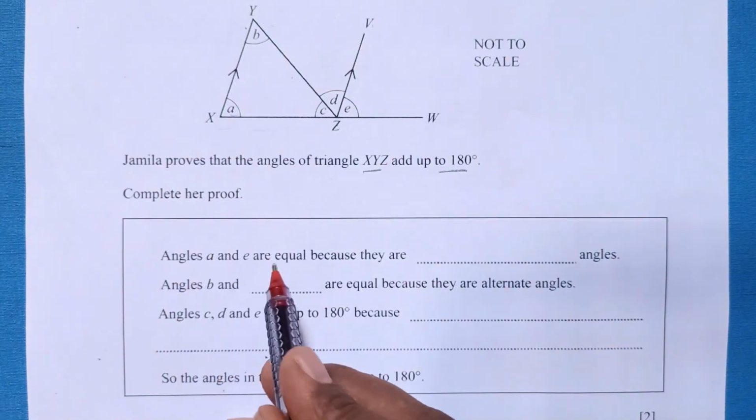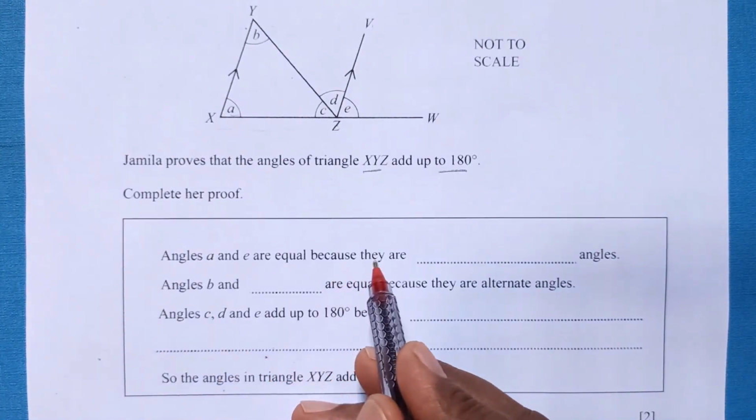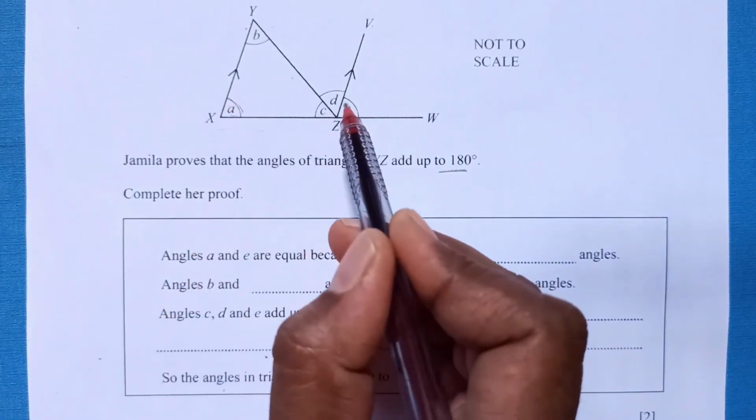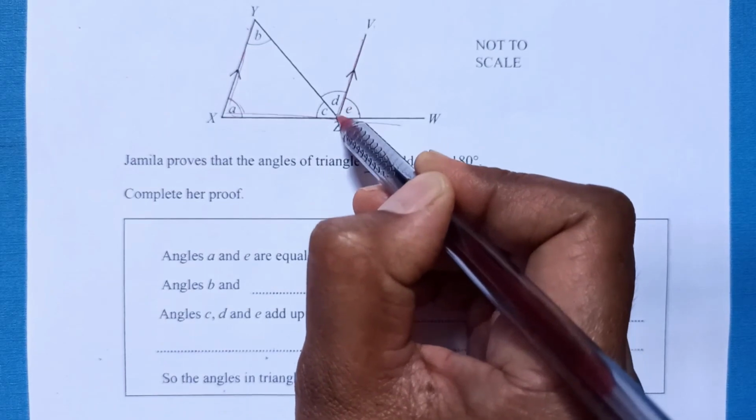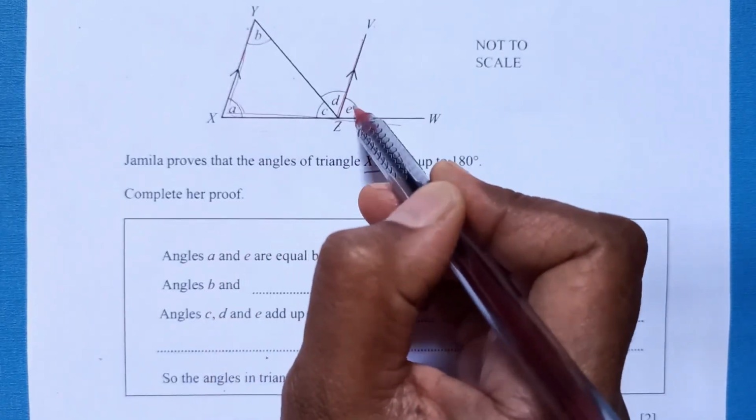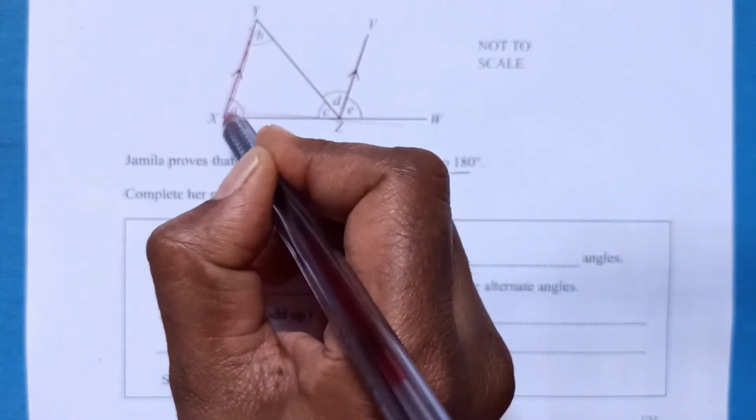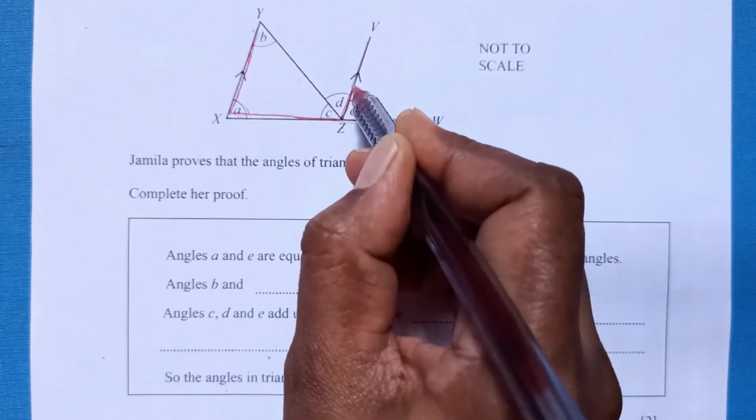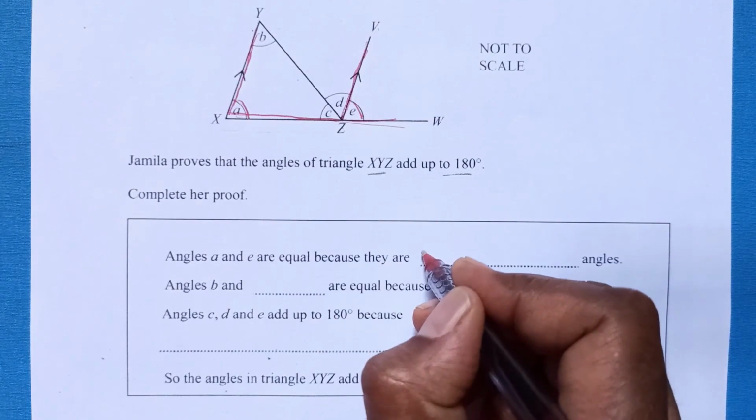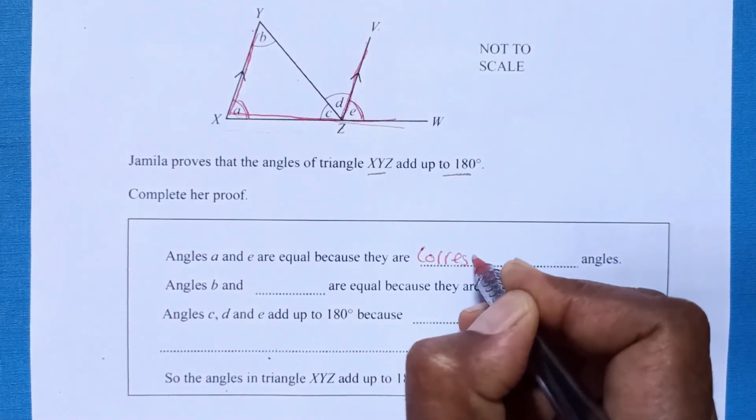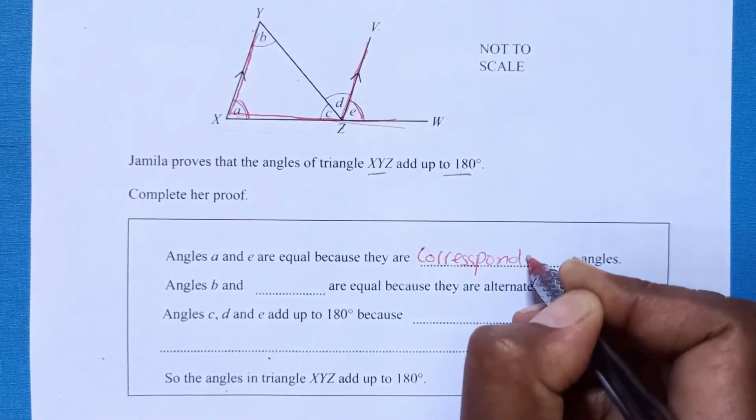So angles A and E are equal because, look at here, A and E. You have an F shape here, this way. So these are corresponding. So looking for the F shape here, you have this angle and this angle, they are corresponding. Corresponding angles.